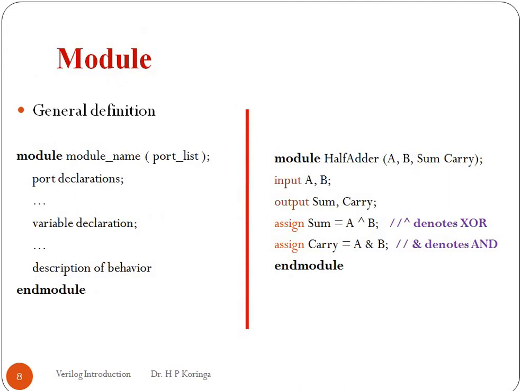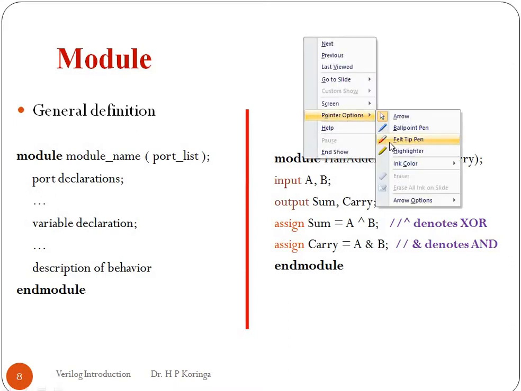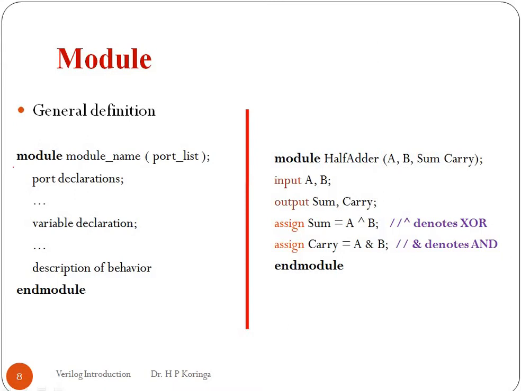So let's see what a module is and what the program structure of a Verilog is. On the left-hand side we can see the program structure, and on the right-hand side an example implementation of a half adder is given. In the program structure, we start with the module. This module is a keyword. And then we have to specify the module name.